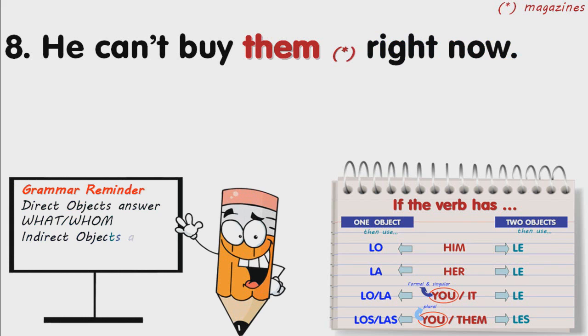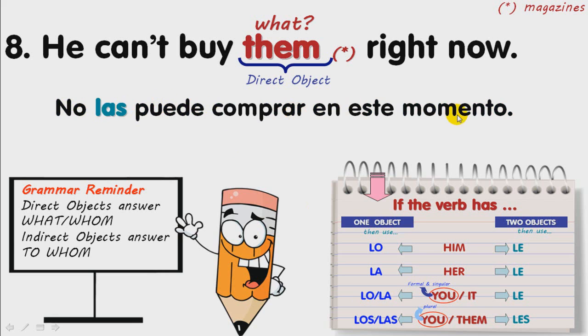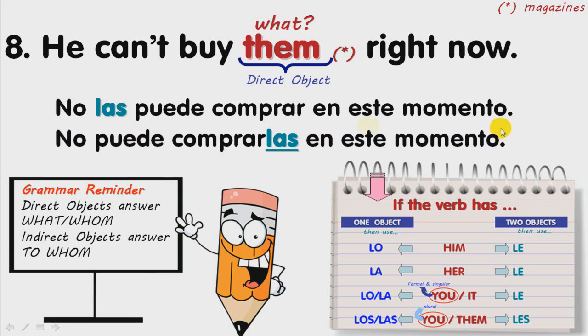He can't buy them right now. We're talking about magazines. How many objects do we have? Well, the word them answers the question what, which makes it an object. Right now is not an object because it doesn't answer what, whom, or to whom. So we have one object from here. Them is plural, and in this case magazines, revistas, is a feminine word. So we need to use las. No las puede comprar en este momento. And as we have two verbs, puede and comprar, we also have two options. No puede comprarlas en este momento.